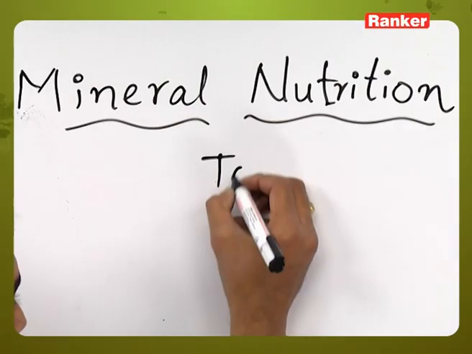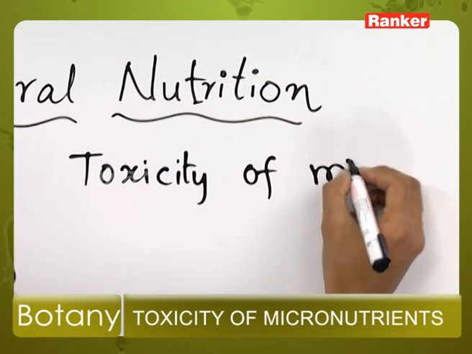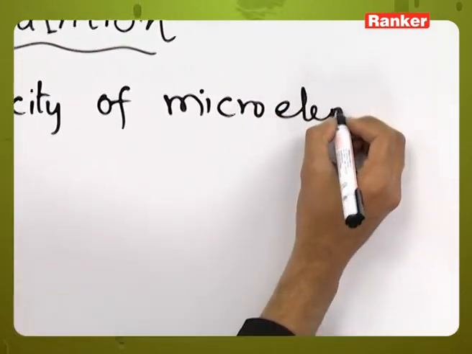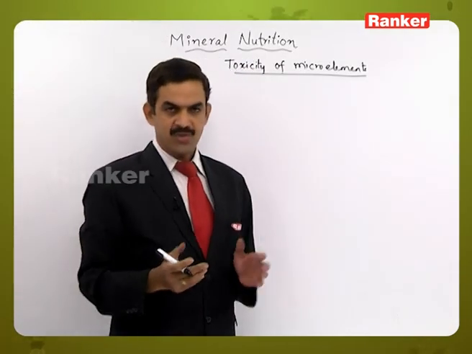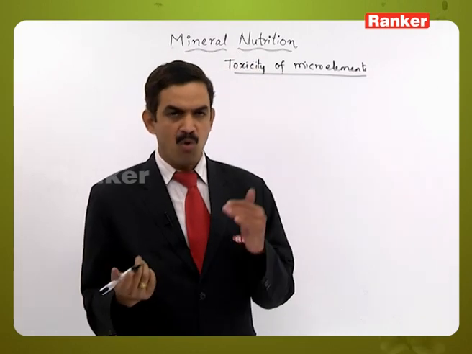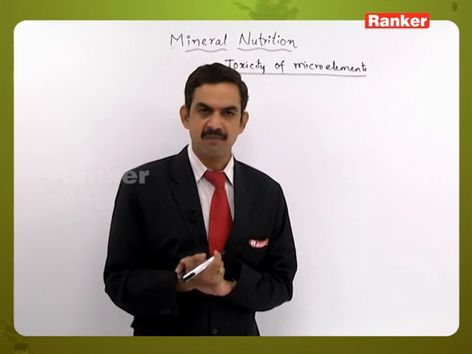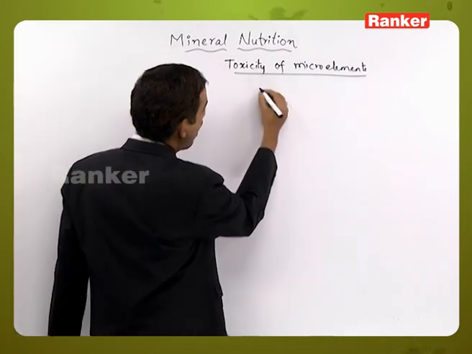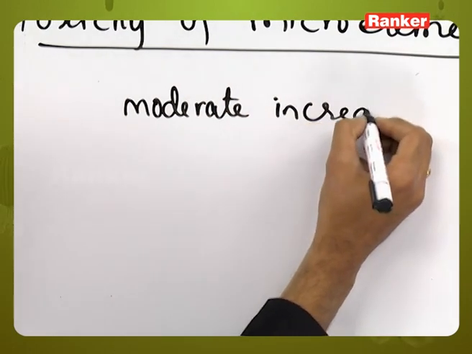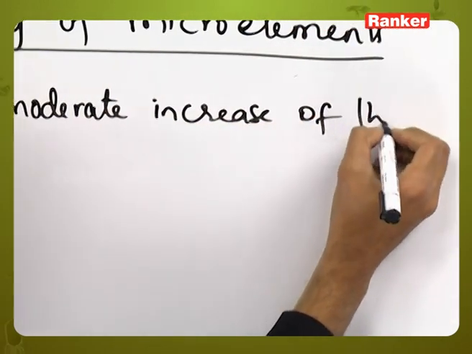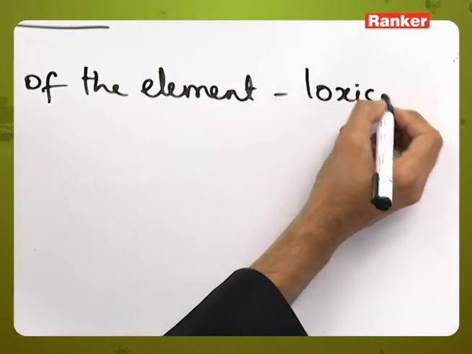Toxicity of microelements. Here we have seen the deficiency, where a moderate decrease in the concentration of that element is causing deficiency. In the same way, a moderate increase in the concentration of the element causes toxicity of the element.